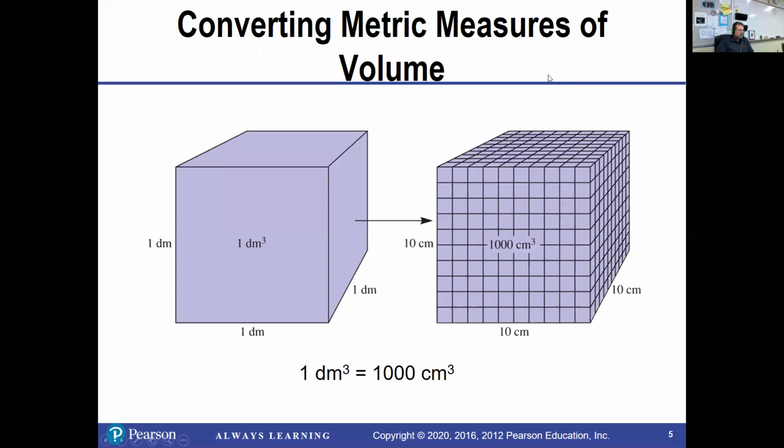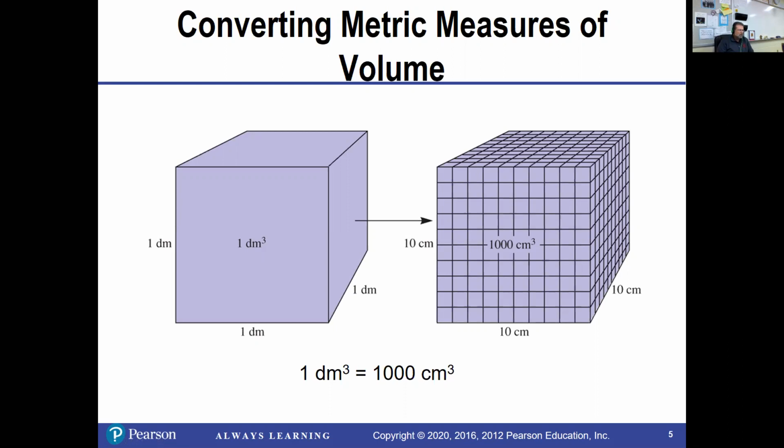All right, now converting a few things. These are decimeters. Actually, decimeter, excuse me, that's a centimeter there, so that should make this a decimeter. So this is 1 decimeter cubed. Well, if there are 10 centimeters in a decimeter, that's 10 going this way, 10 going this way, 10 going up, that would be 1,000 centimeters cubed.